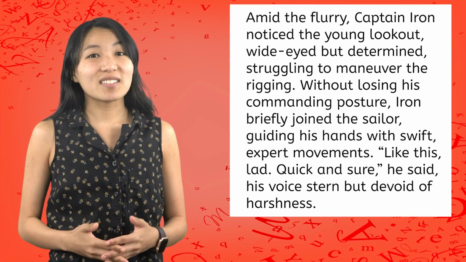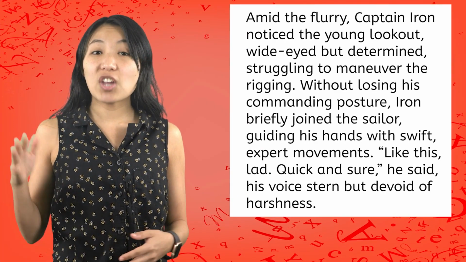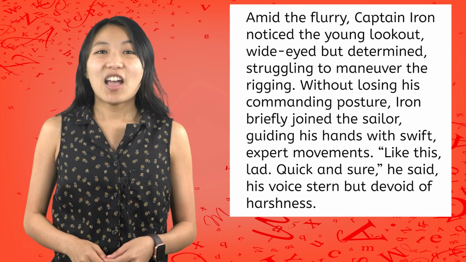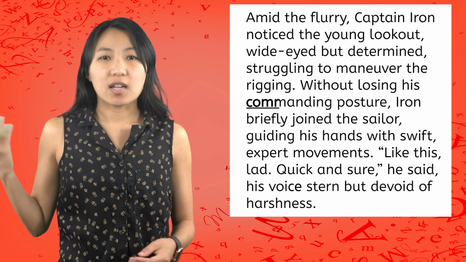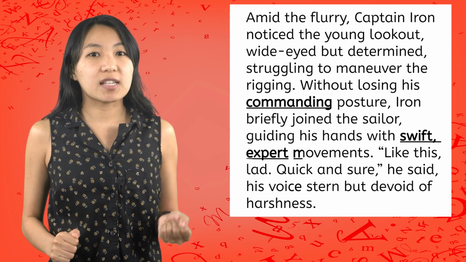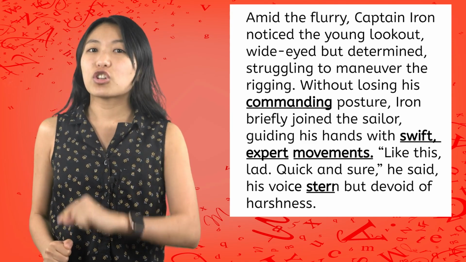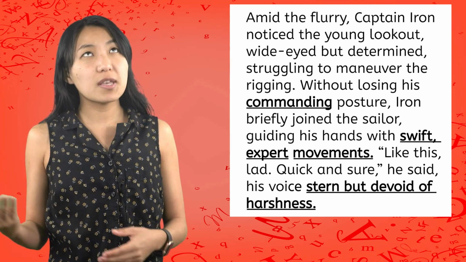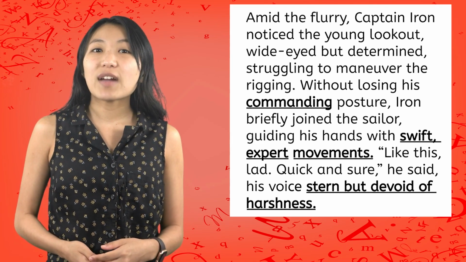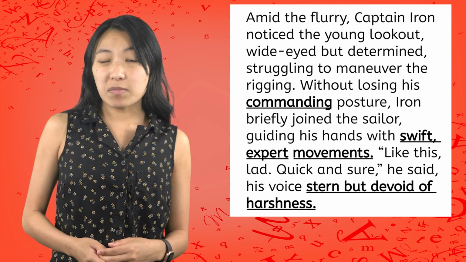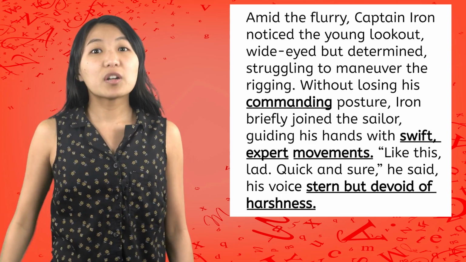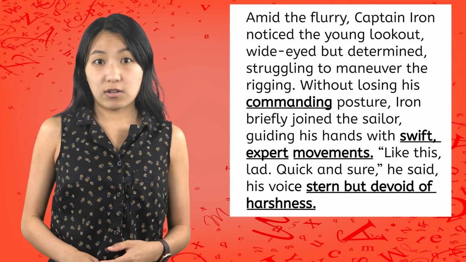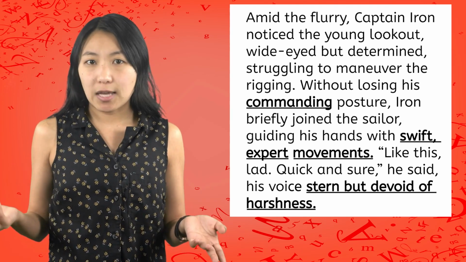So, what do you think? What words contribute to the tone of the passage and to characterization of Captain Iron? In this passage, words like commanding, swift, expert movements, and stern but devoid of harshness paint a picture of Iron as a leader who's stern yet fair. The way he interacts with the young lookout shows us a side of him that's not just about giving orders, but also about guiding and teaching. This adds layers to his character, making him more than just a typical captain.